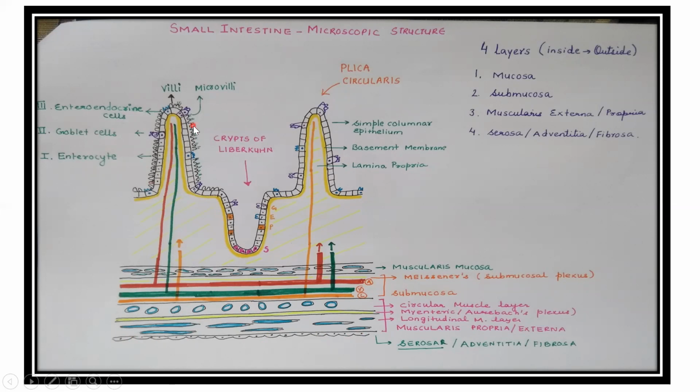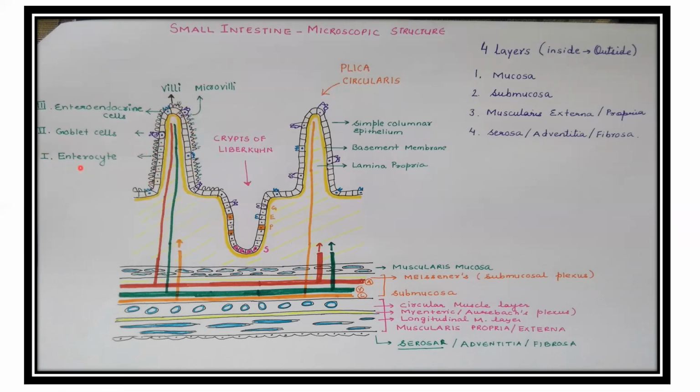Coming back to the mucosa, the first layer of mucosa is formed by the epithelial cells. They are simple columnar epithelial. That means there is a single layer of epithelial cells that are column like, so they are taller in size, and the epithelium is basically the part that is coming in contact with the digested chyme.